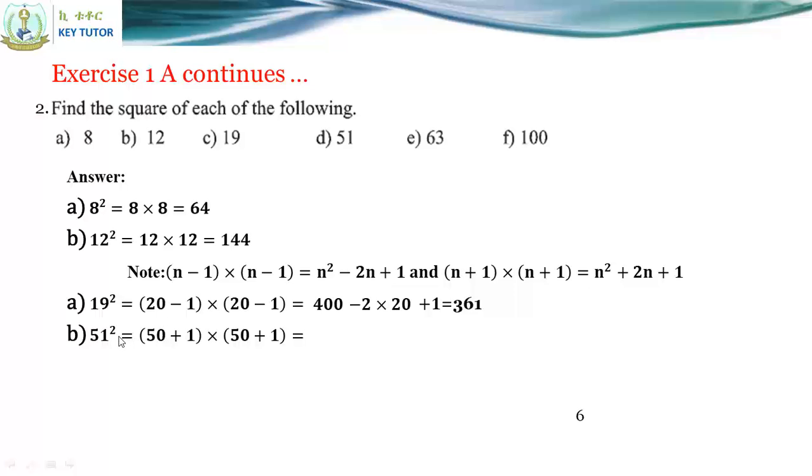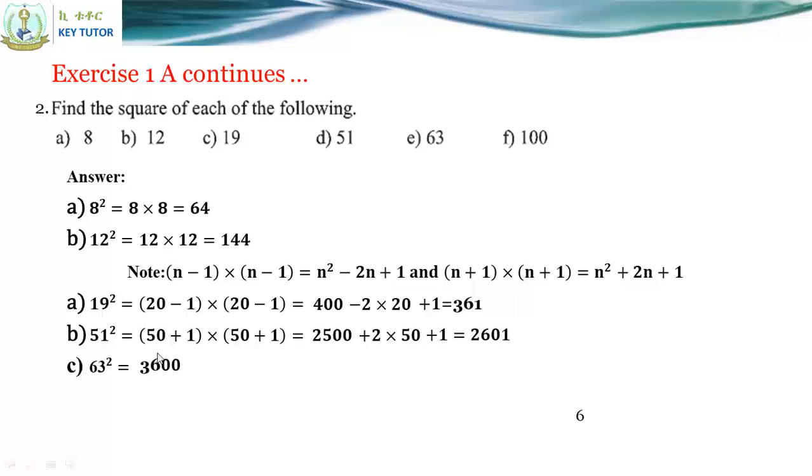Likewise 51 square, okay, it is 50 plus 1 times 50 plus 1 by this formula. It is 50 square, 2500, plus 2 times 50 plus 1. Altogether it makes 2601.